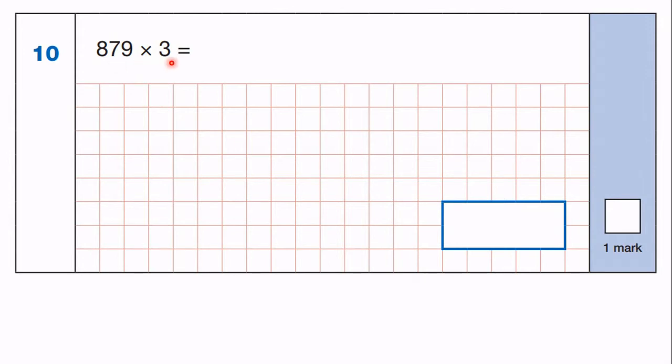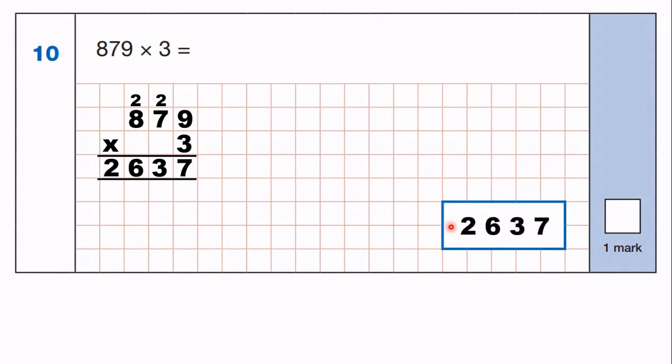879 times 3. We can set this out as a column multiplication. 9 times 3 is 27, so 2, 7. 7 times 3 is 21, plus 2 is 23, so 2, 3. And 8 times 3 is 24, plus 2 is 26. So our answer is 2,637.